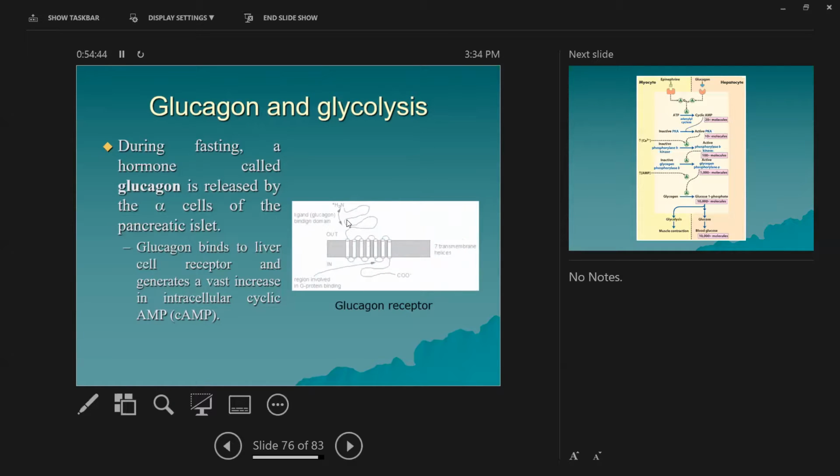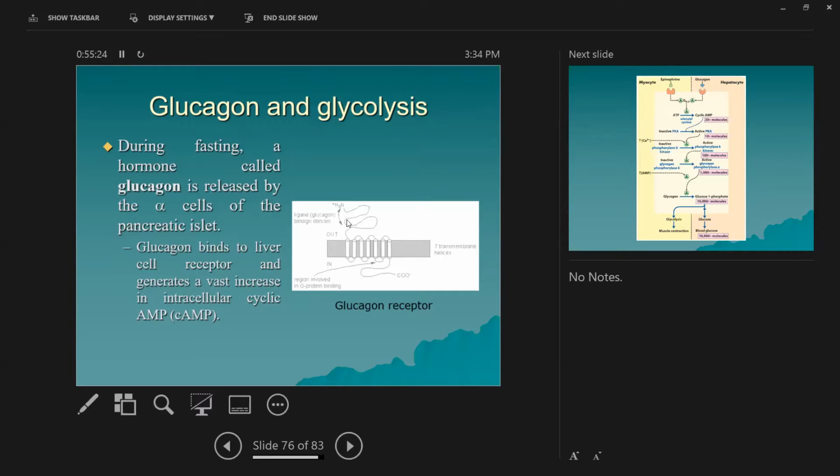All right, so during fasting, during the post-absorptive state, let's say Divna back there ate breakfast at, I don't know, 7:30, and then say she skipped lunch. So she's in the post-absorptive state now. She's been making glucagon. And glucagon is made by the alpha cells of the pancreatic islets.